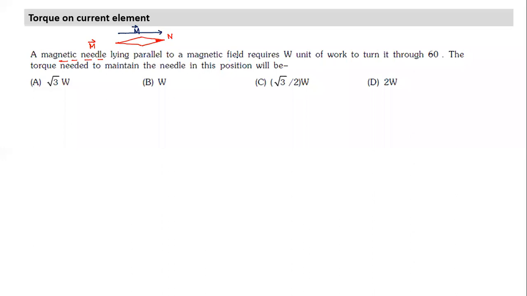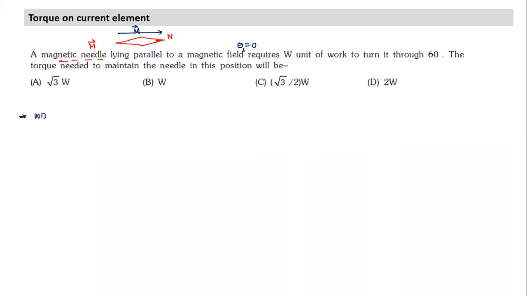It is lying parallel to the magnetic field. So initially, what is given is equivalent to saying a magnetic dipole is lying in a magnetic field. If it is lying in the magnetic field, theta is equal to 0. The initial angle is 0. It requires work of W units to turn it to 60 degree. First of all, can we calculate the work done to rotate by 60 degree?